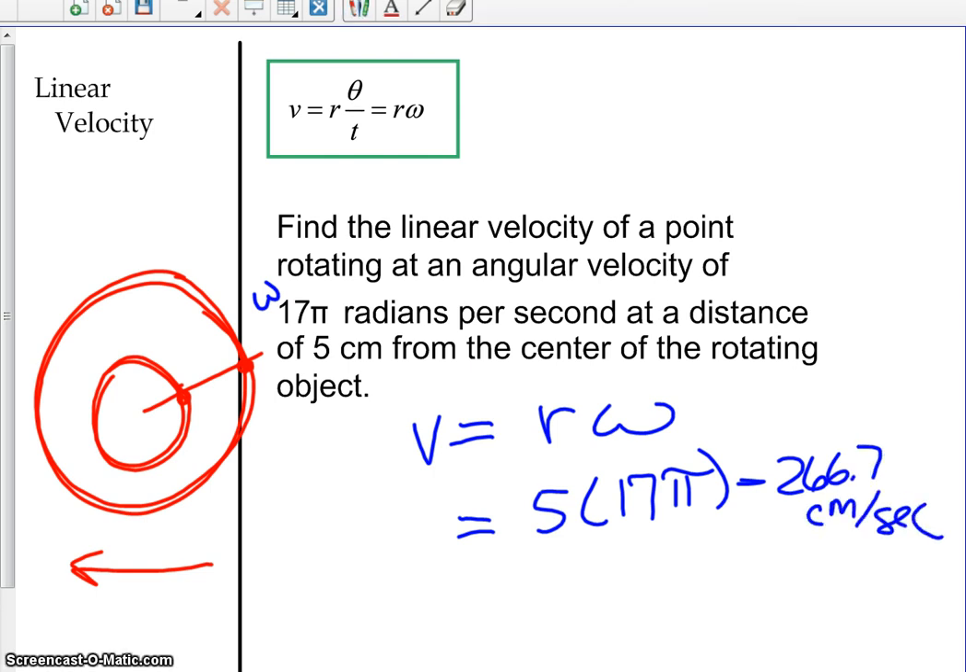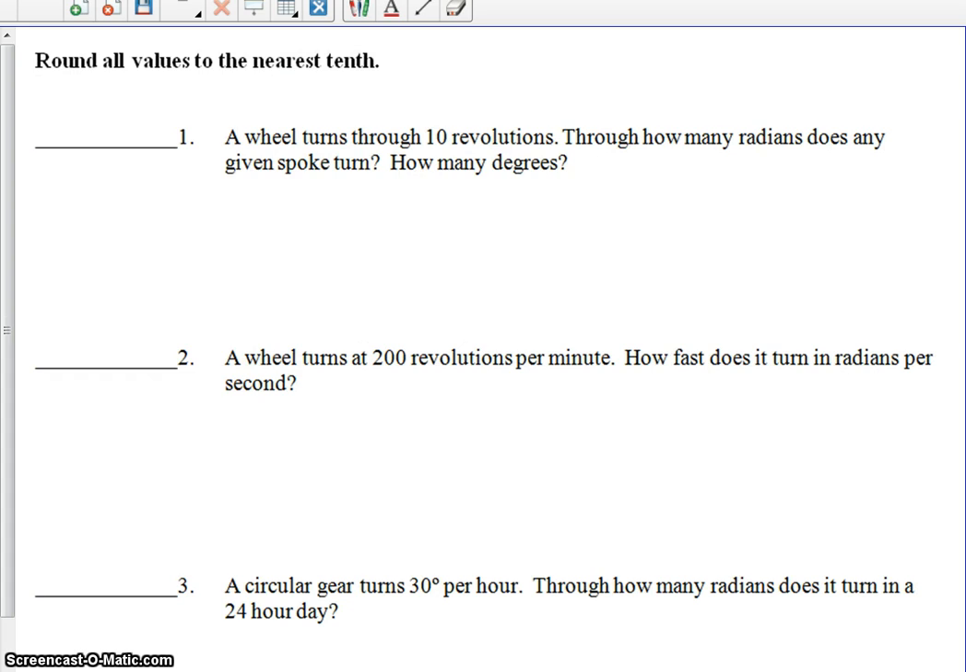Okay, so let's look at some of the word problems. With the word problems, there are angular velocity problems in here and linear velocity problems. You can treat them all like conversion problems. All of these really can be solved with conversion problems. So I'm going to do a couple with you. A wheel turns through 10 revolutions, and how many radians does it turn? It didn't say in any time.